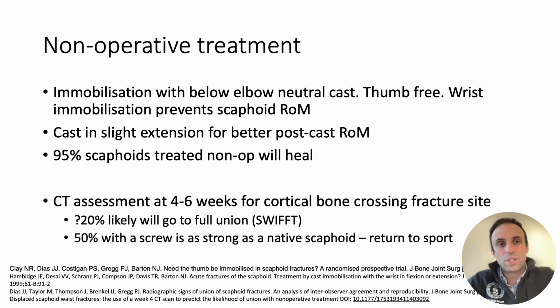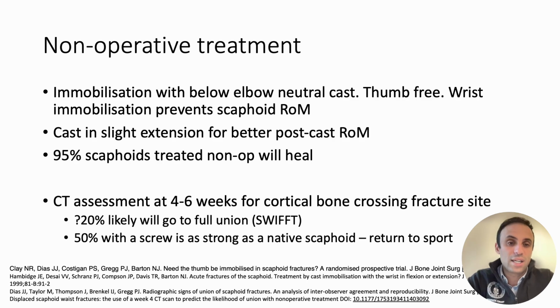For those scaphoids you're going to treat non-operatively, you're going to immobilize them in a below elbow cast and leave the thumb free. Wrist immobilization alone will prevent the scaphoid from moving, and you don't need to put the thumb into a cast, and in fact it's a very debilitating thing to do to patients, and they'll thank you for it. If you cast them in slight wrist extension, they will have a better range of motion when they come out of the cast than if you cast them in true neutral. And 95% of scaphoids treated non-operatively on the criteria we've already given will heal.